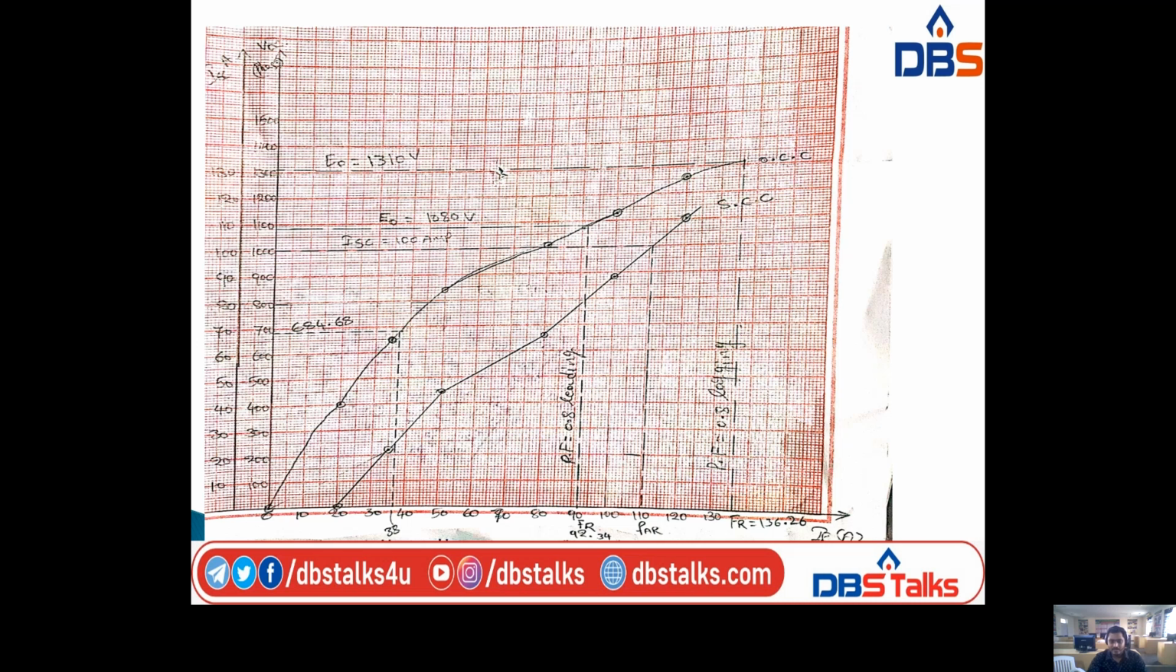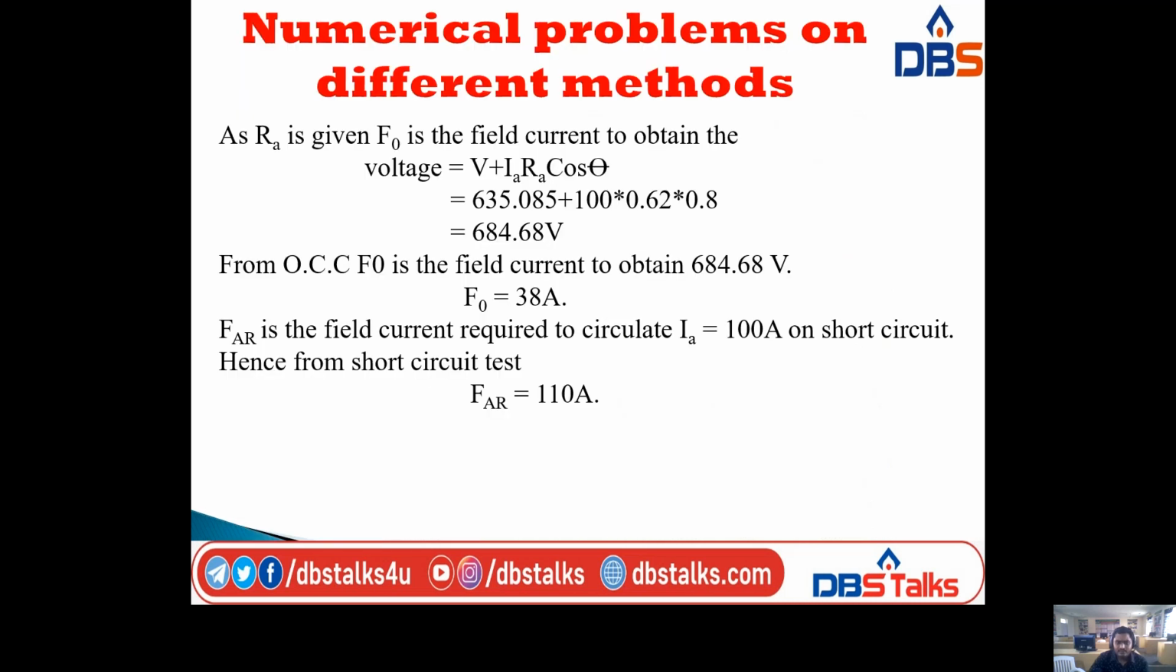After completing the curves, coming to the graph. In the problem they already gave the armature resistance value, RA. F naught is the field current to obtain the voltage, so we have to know the field current value, F naught. That's why we use the formula: voltage is equal to V plus IRA cos phi. By using this voltage, we find the F naught value, which is the field current on the OCC curve.